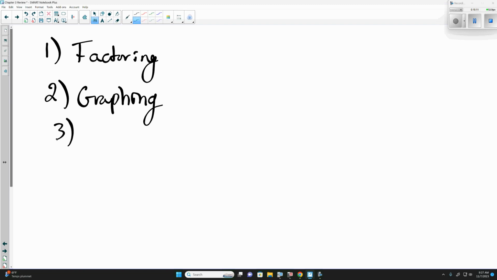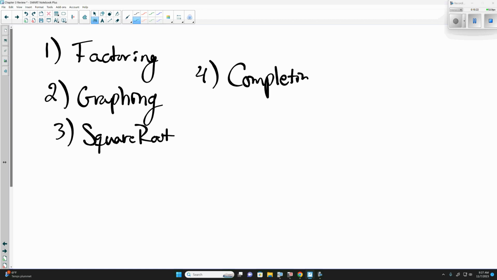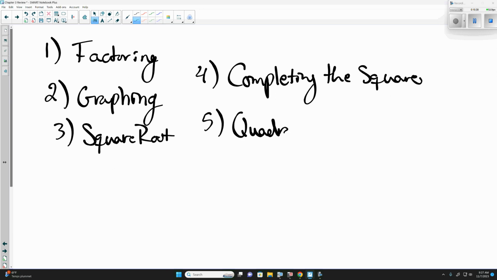The third method was the square root method. The fourth method was completing the square. And the last method was the quadratic formula. We have these 5 methods to solve.